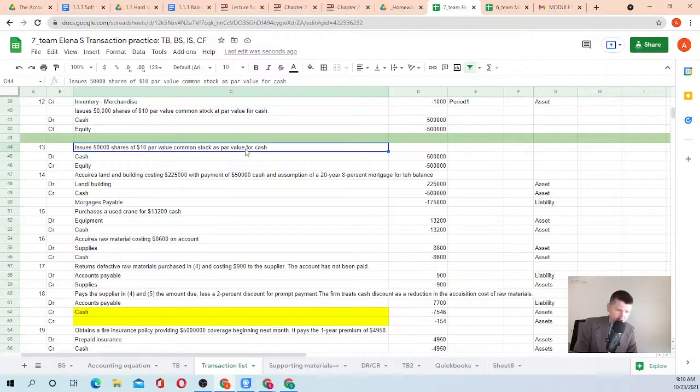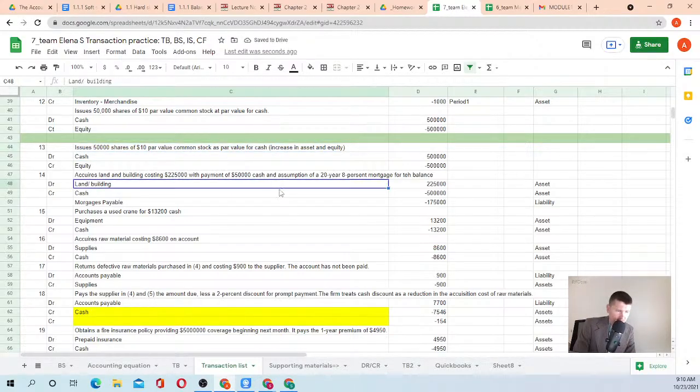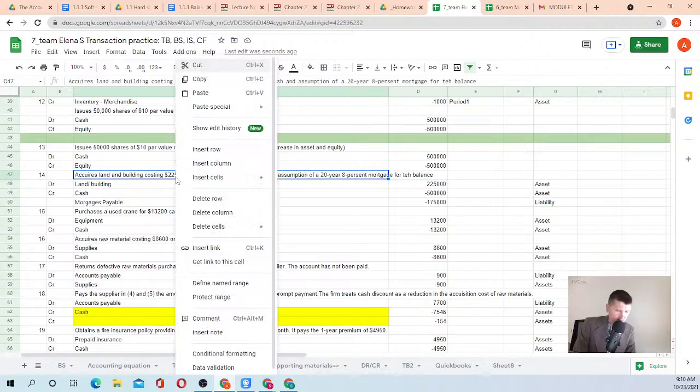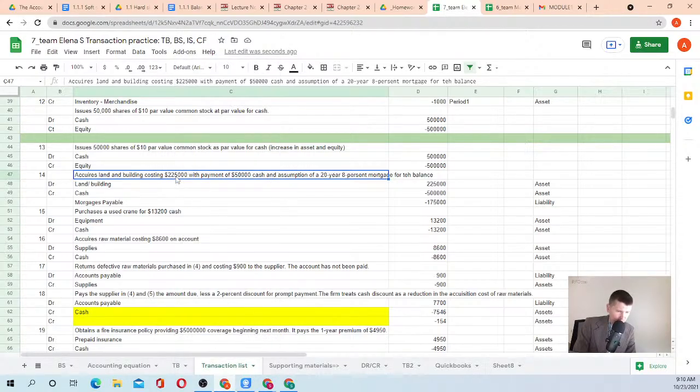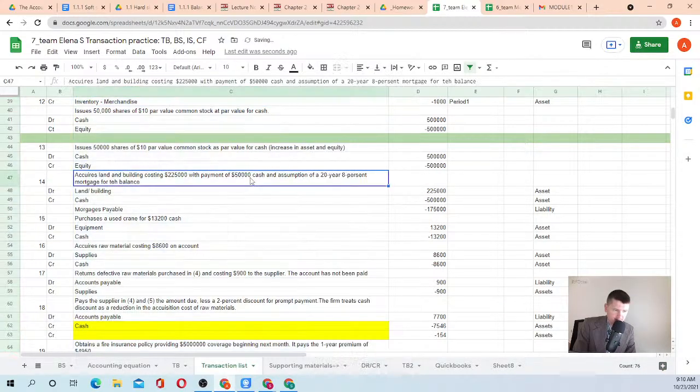What type of transaction do we have here? We have a transaction which is increase in asset and equity. Second question. We acquired a building costing $225,000 with a payment of $50,000 cash and assumption of a 20-year 8% mortgage. Let me do a bit of formatting here.